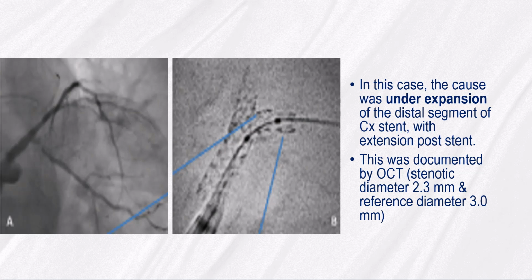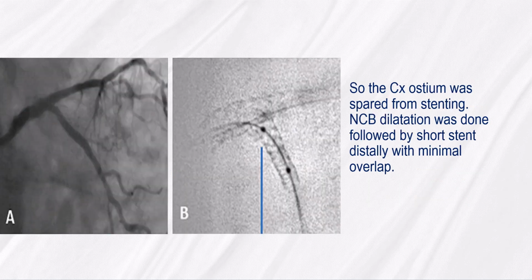While in this case, the cause was under-expansion of the distal segment of the CX stent with extension post-stent. This was documented by OCT. The stenotic diameter was 2.3 mm and the reference diameter was 3 mm. So the CX ostium was spared from stenting. Non-compliant balloon dilatation was done, followed by a short stent distally with minimal overlap.